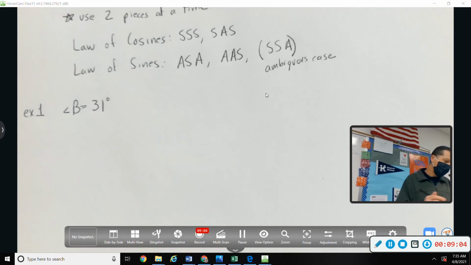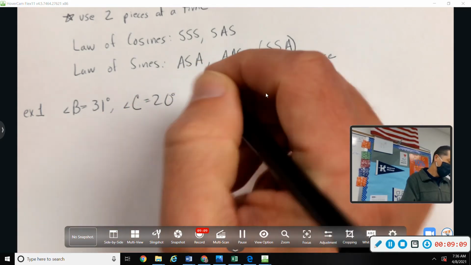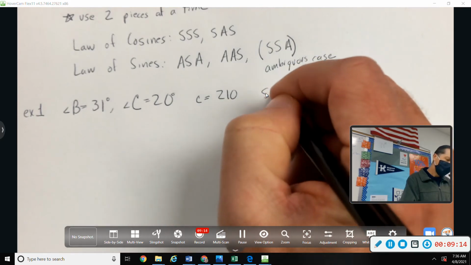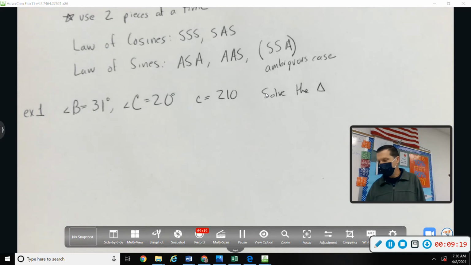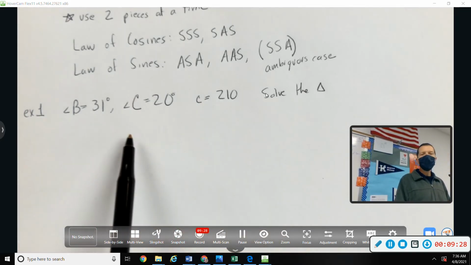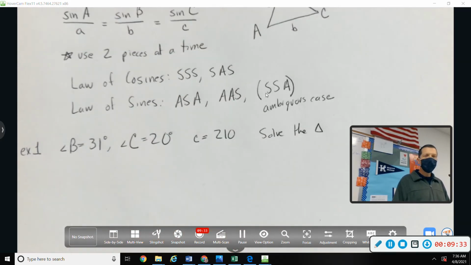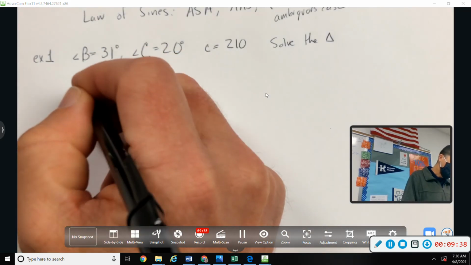Example 1, angle B equals 31 degrees, angle C equals 20 degrees, and side C equals 210. And the directions will say something like, solve the triangle. Yep, solve the triangle. Now, I guess some people could start the equation and pick the right stuff just by this information, but most of us would be much better off to draw a picture.